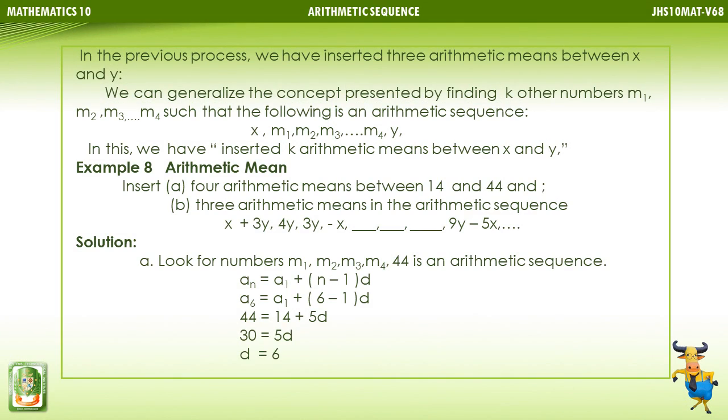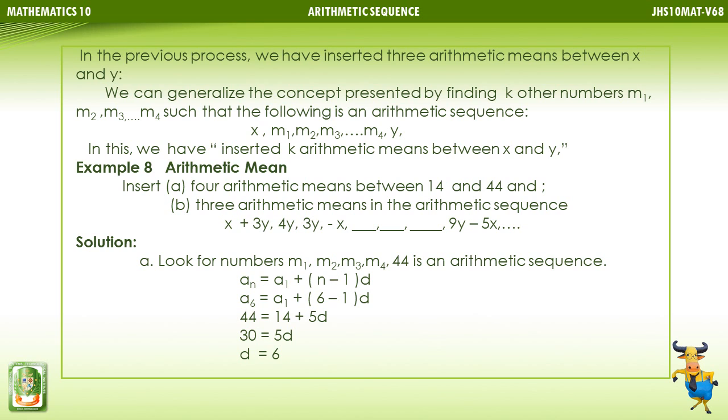In the previous process, we have inserted 3 arithmetic means between x and y. We can generalize the concept presented by finding k other numbers m sub 1, m sub 2, m sub 3, up to m sub k, such that the following is an arithmetic sequence: x, m sub 1, m sub 2, m sub 3, up to m sub k, y. In this, we have inserted k arithmetic means between x and y.